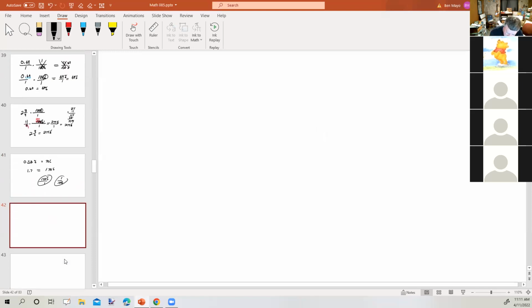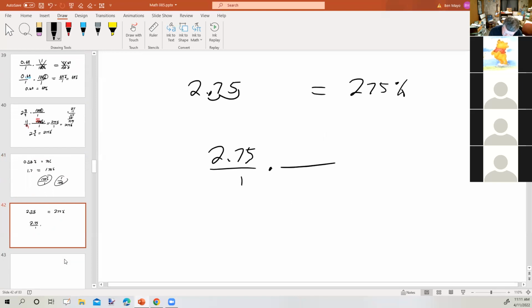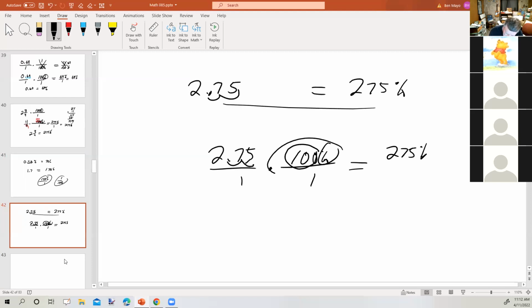So let's say I've got 2.75. Okay, that would be 275%. How did I get there? Move the decimal point 2 places to the right and add a percent sign. Let's do it the method I've been explaining. Okay, multiplying by 100% over 1. Well, what does the 100 do? It moves the decimal point 2 places to the right, and then you add a percent sign. So basically, when you're using the shortcut, you're still doing this, you're just not formally writing it.